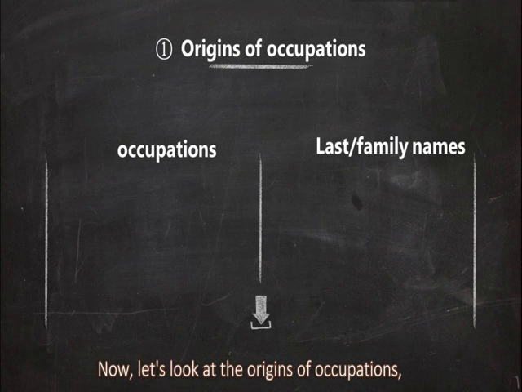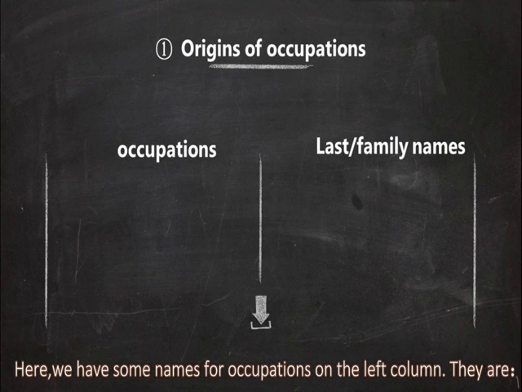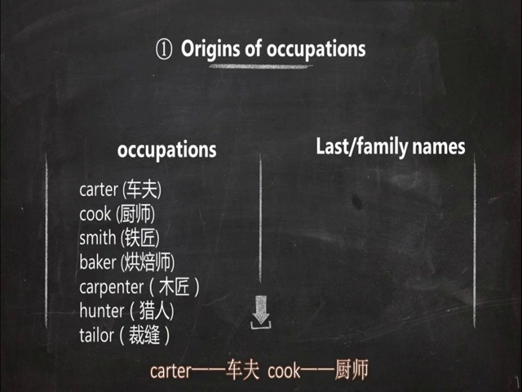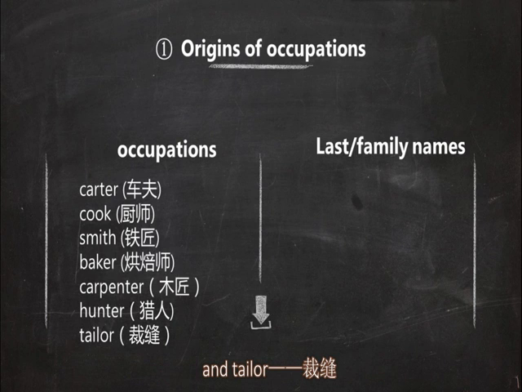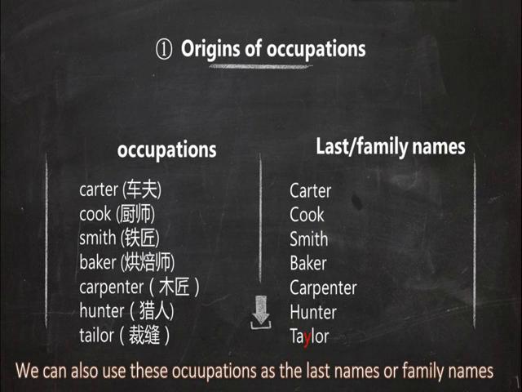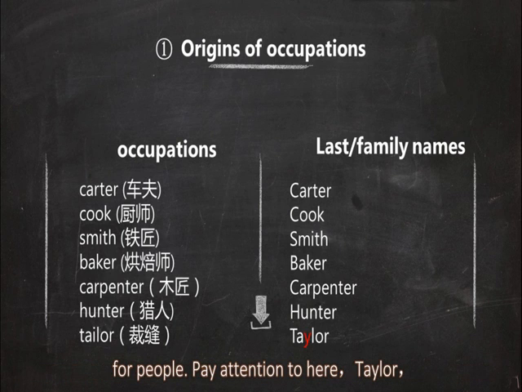Now, let's look at the origins of occupations. Here we have some names for occupations on the left column. They are carter, 车夫, cook, 厨师, smith, 铁匠, baker, 烘焙师, carpenter, 木匠, hunter, 猎人, and tailor, 裁缝. We can often use these occupations as the last names or family names for people.